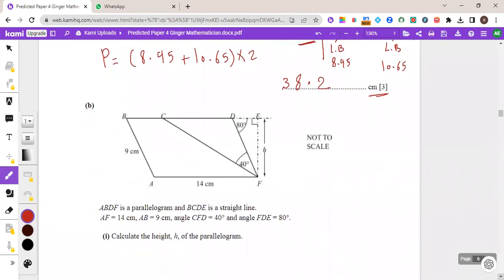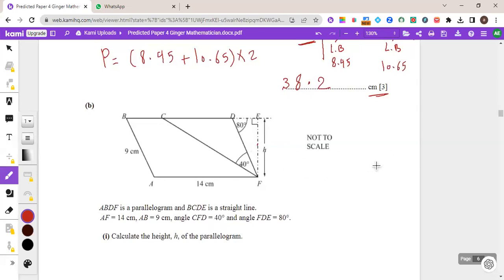ABDF is a parallelogram and BCDE is a straight line. AF equals 14 centimeters, AB equals 9 centimeters. Angle CFD equals 40 and angle FDE equals 80. Calculate the height of the parallelogram. Yes, we need to calculate this height.